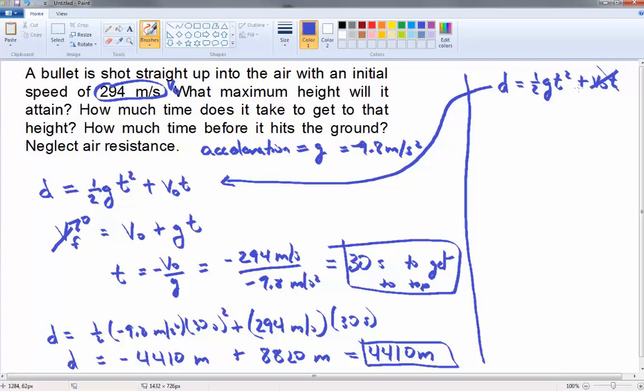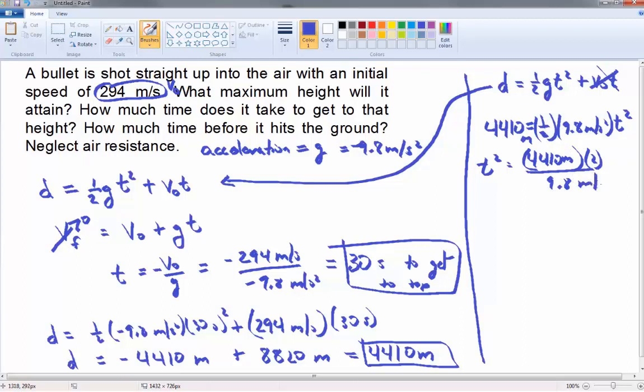And so we have 4,410 meters is equal to 1/2 of, in this case, the acceleration is in the same direction as the thing is traveling. So we have plus 9.8 meters per second squared times time squared. And so the time squared in this case, 4,410 meters times 2, because we're dividing by a half, divided by 9.8 meters per second squared.